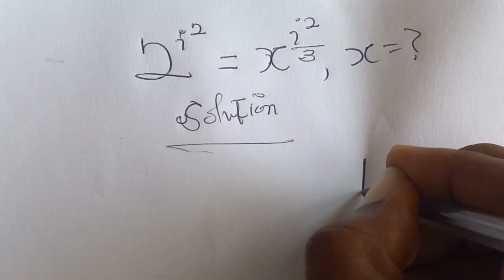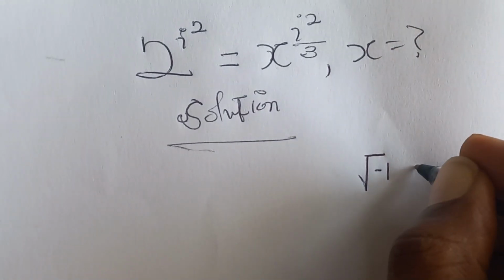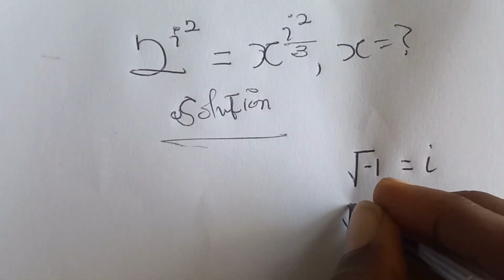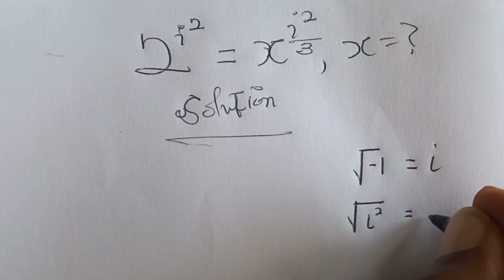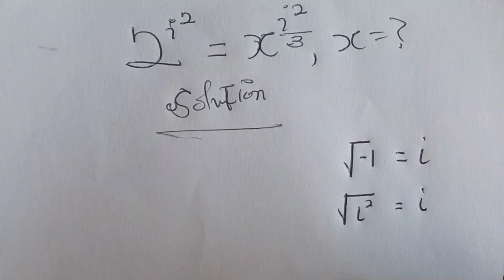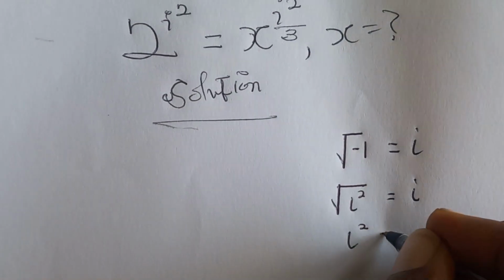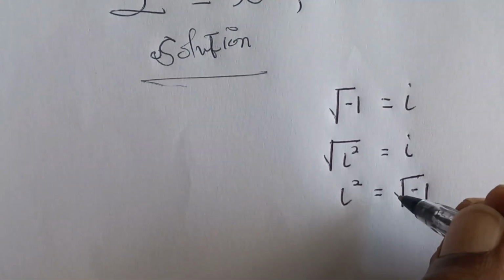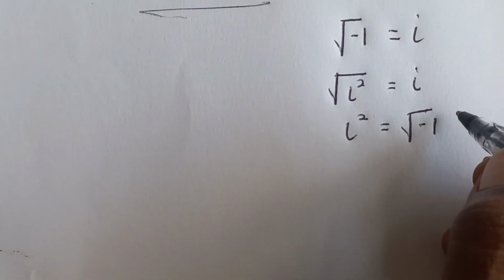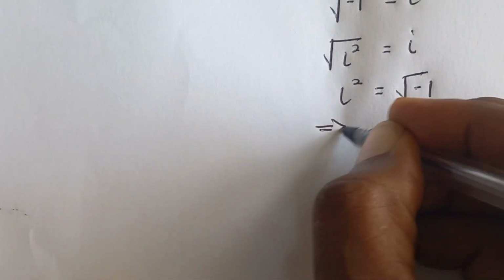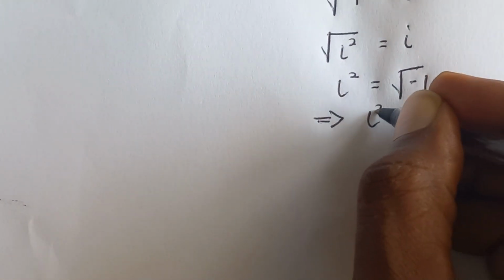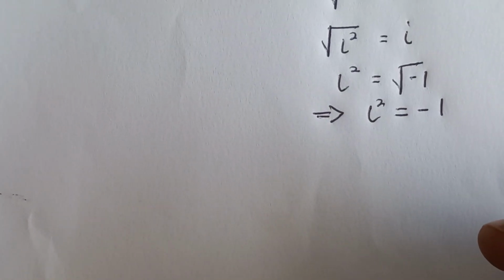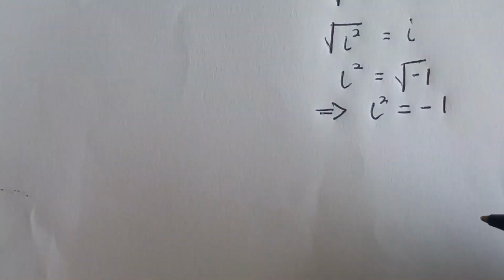You know that square root of -1 is equal to i, right? And also square root of i squared is equal to i. Okay. Now i squared is the same as -1. Square root of -1. i squared is equal to square root of -1. Okay. And so we can also say that i squared is equal to -1, right? Okay, so we are going to apply this in our workings.